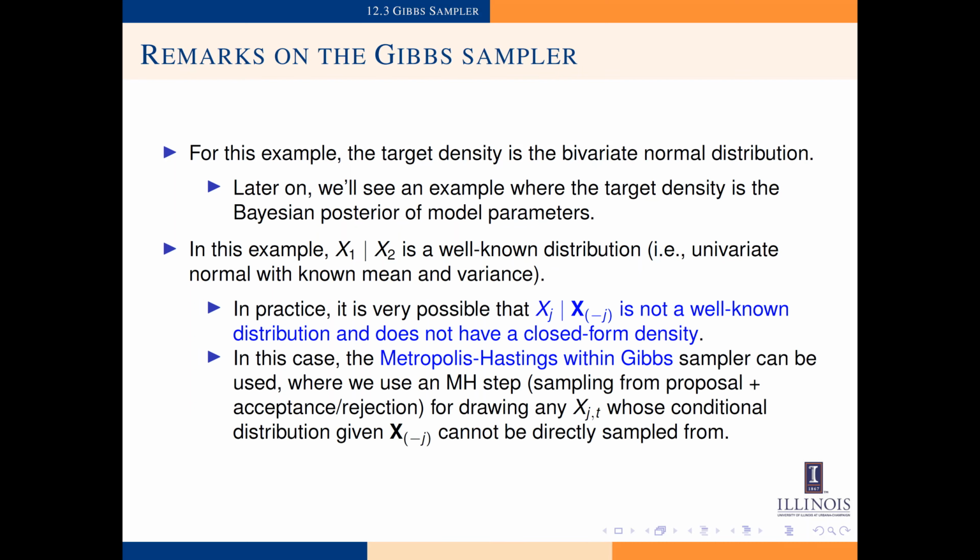In MH within Gibbs, we use an MH step, where we sample from a proposal distribution and then accept or reject with some probability for drawing each of the dimensions, the xjt's. So when the conditional distribution of xj given x minus j cannot be directly sampled from, we can first sample from a proposal distribution and accept that draw with some probability. We're not going to cover MH within Gibbs in this class. If you're interested, you can look it up, and the procedures are actually quite straightforward.